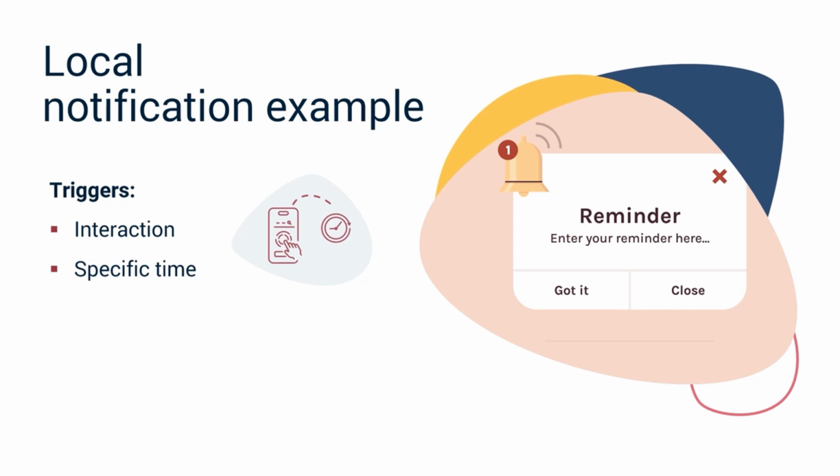Apps related to scheduling, such as calendars or events, use local notifications. For example, a calendar app can send a reminder before a meeting at a specified time.